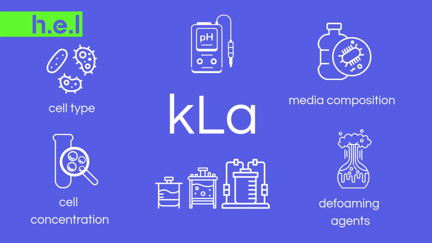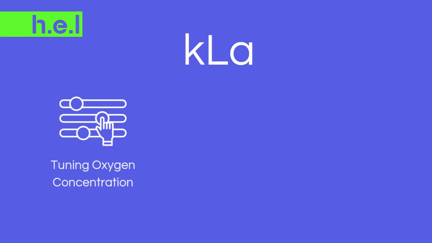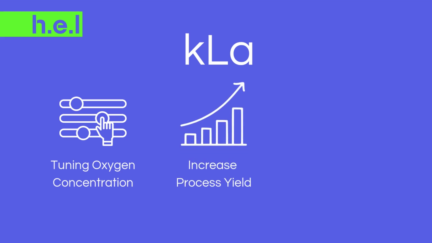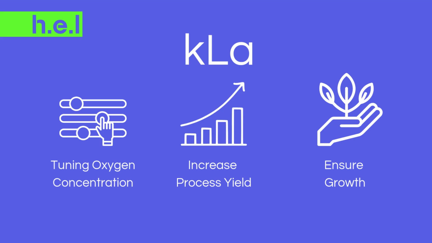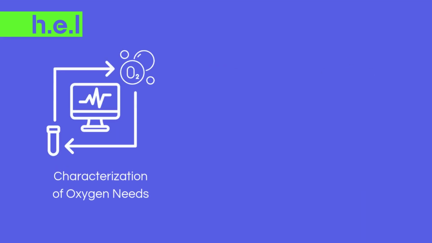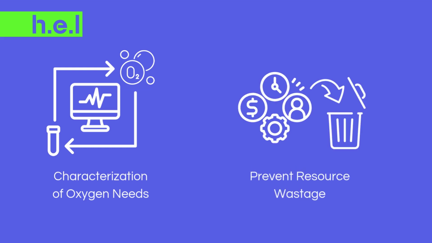The design and size of vessels also plays a fundamental role, making kLa prediction challenging and needing individual assessments for each bioreactor. Accurate kLa measurements enable better tuning of oxygen concentration, increasing process yield and ensuring growth isn't hindered by inadequate oxygen levels. A proper characterization of the oxygen needs also prevents resource wastage associated with unnecessarily high levels of oxygen in our medium.